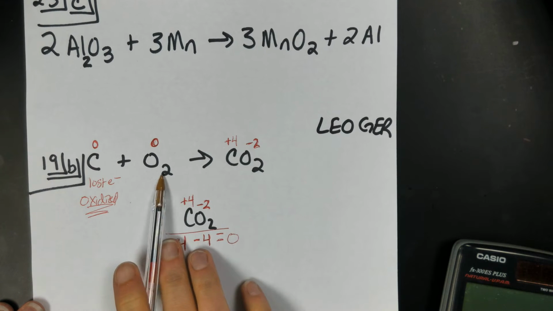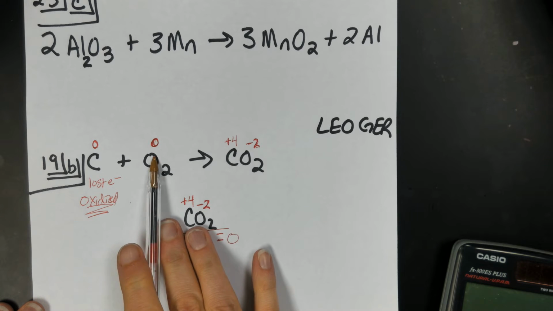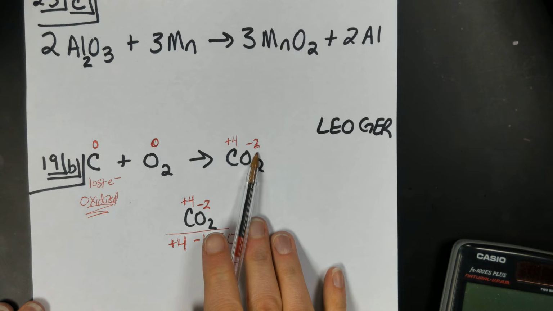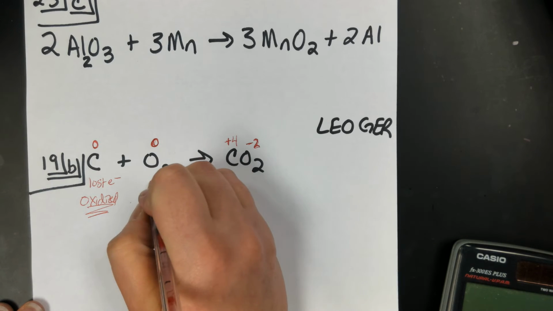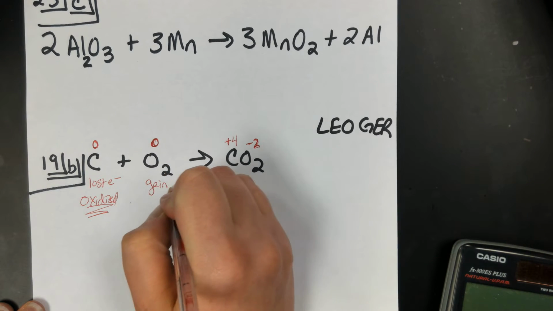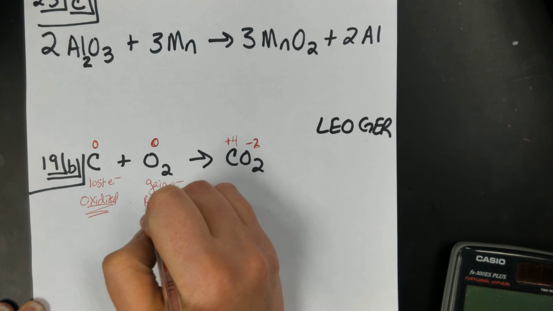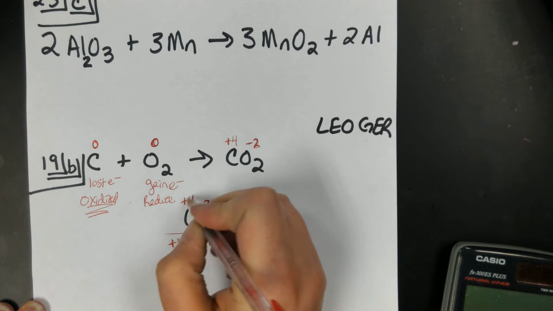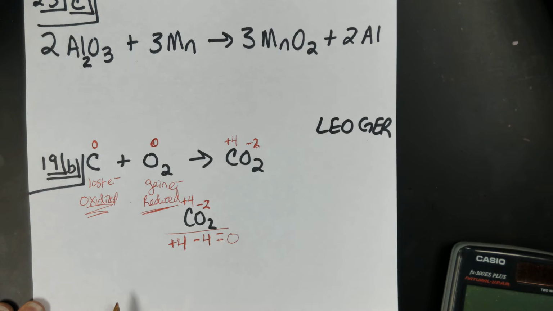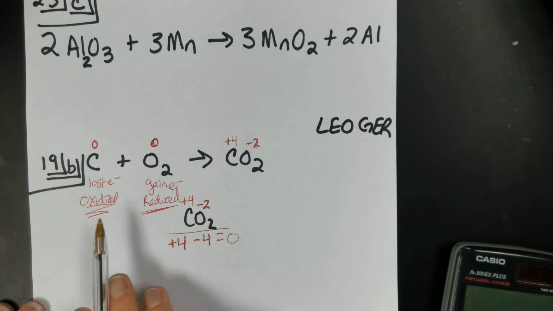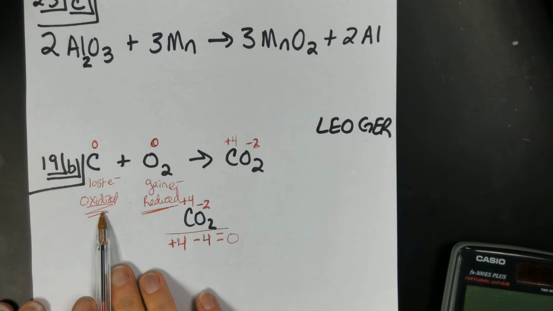Let's look at oxygen. Oxygen went from 0 to a -2. You have to gain negative charges to do that, correct? So oxygen gained electrons, and according to Leo says grr, that means he is reduced. I can spell, by the way. Alright, so that would be a question on the exam. It'd be which one was oxidized, which one was reduced. That would be a good question.